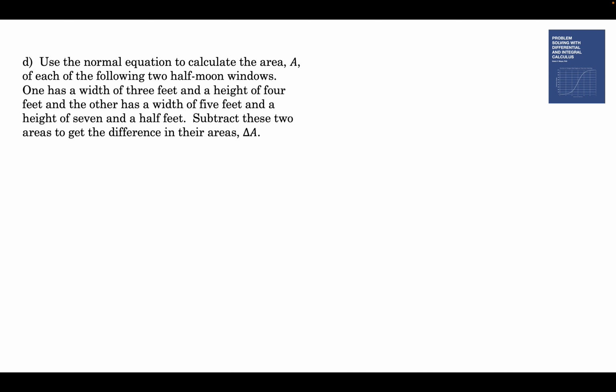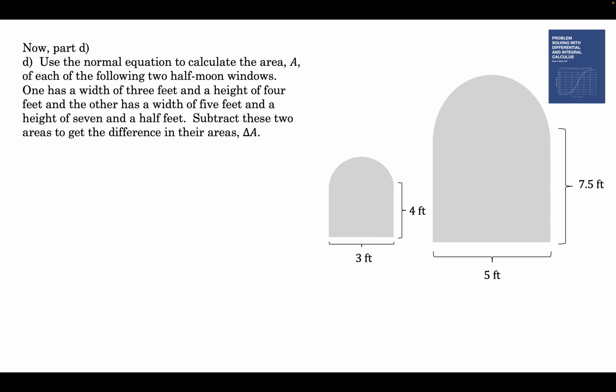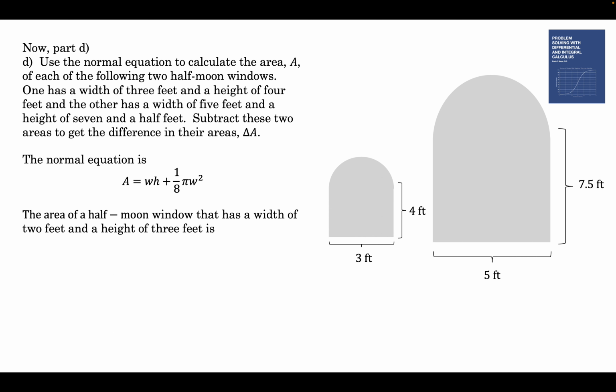So D, we have two half-moon windows. One has a width of 3 feet and a height of 4 feet. The other has a width of 5 feet and a height of 7.5 feet. Subtract these two areas. We're going to use the normal equation to get delta A. It's a good idea to draw them. We're just going to use the normal equation twice.